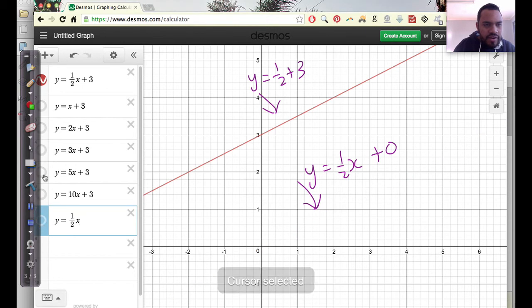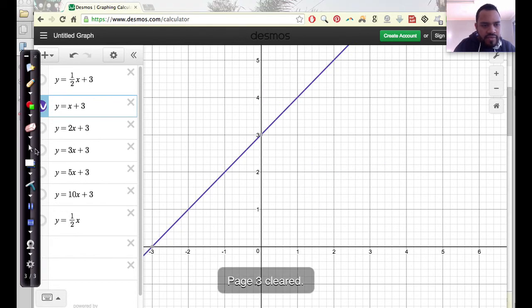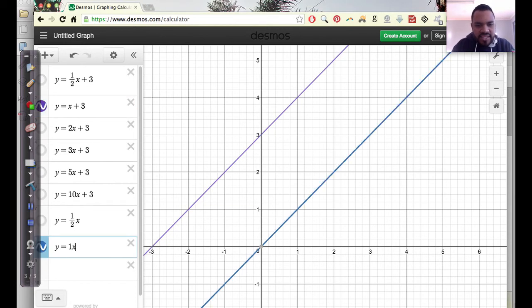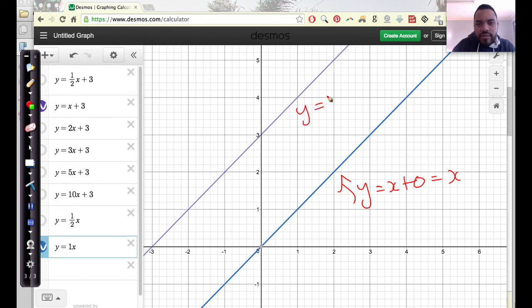Let's take the graph of y equals x plus 3, which I'm going to put up over there, and the graph of y equals x, y equals 1x. As you can see, once again, this graph over here is the graph of y equals x plus 0, which is the same as y equals x, and this is the graph of y equals x plus 3. Again, the incline or the gradient remains exactly the same. The gradient's value for each of these graphs is 1, because there's a 1 in front of the x.